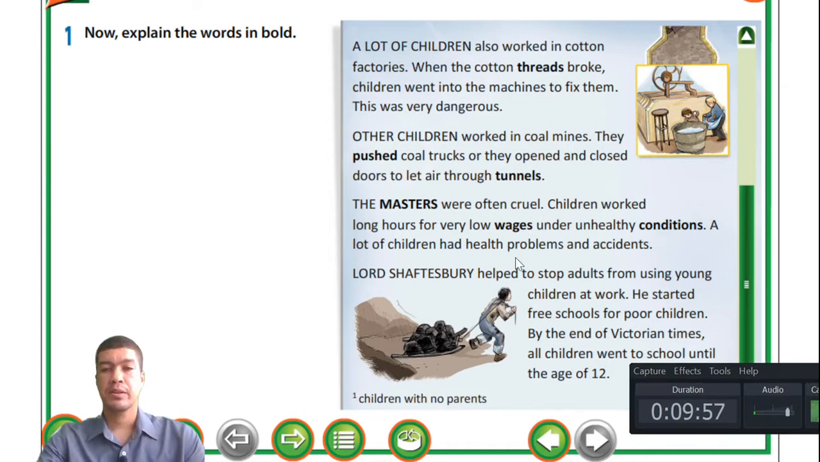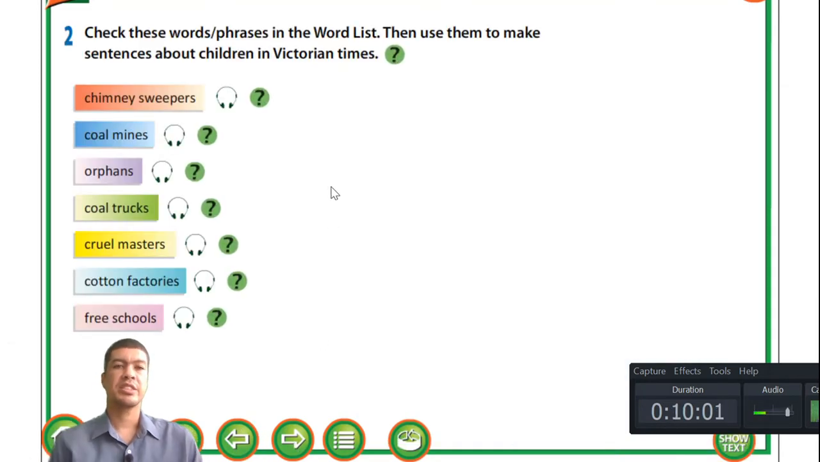Okay, moving on. Check the words or phrases in the word list. Use them to make sentences about children in Victorian times. Now, I want you to look at some of the words and I'll play the audio for you.